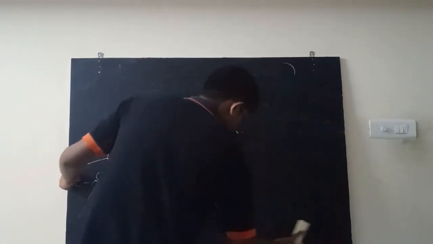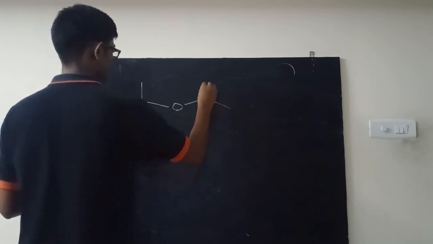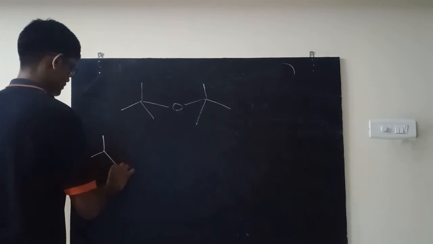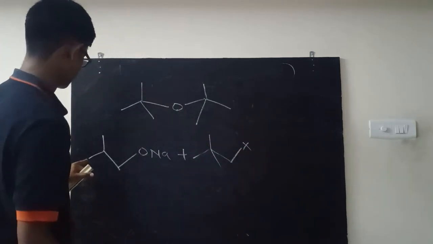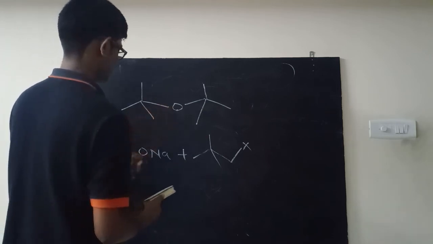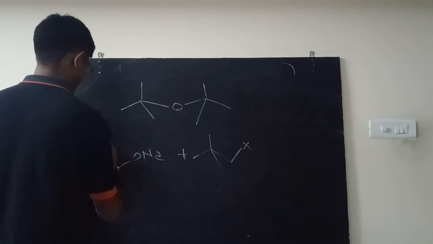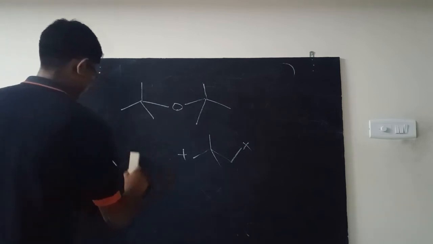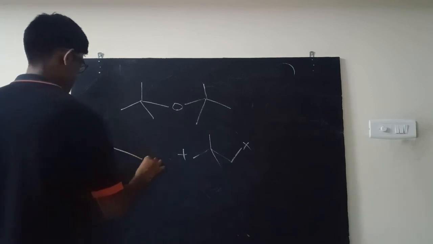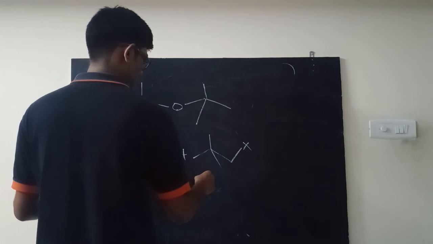The last part of Williamson's ether synthesis is the idea of what if I wanted to prepare this compound. Now I have no choice. I will always get this. Oopsie, did I make a mistake? This one was wrong. So it should have been like this. Apologies for that. So you get 3 O and then 3 more. So this will attack. You should have an X here.